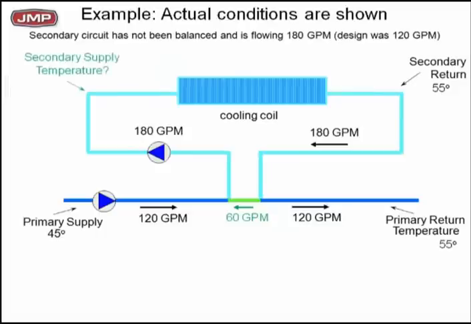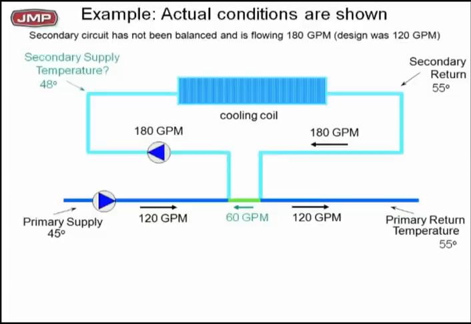They give me 180 GPM of what? What temperature would my 180 GPM be? You've got to balance it. Roughly 48 degrees. A little less, but roughly 48 degrees. So now what have I got? I've got a secondary circuit with 48-degree supply water.